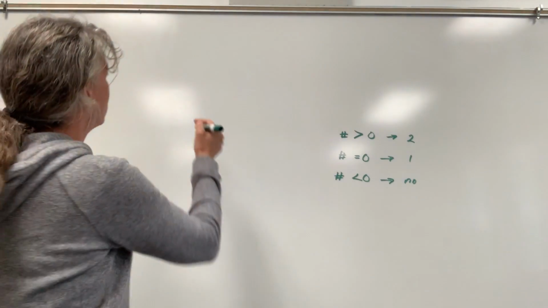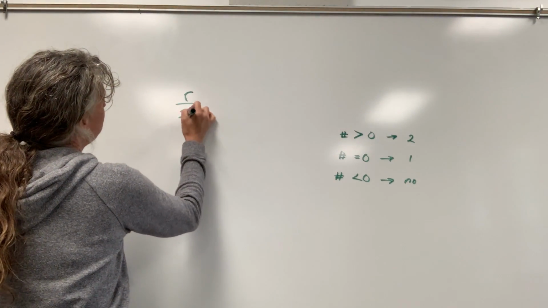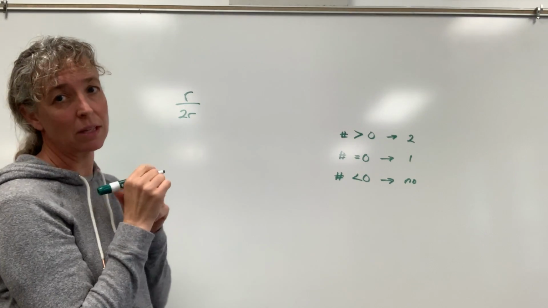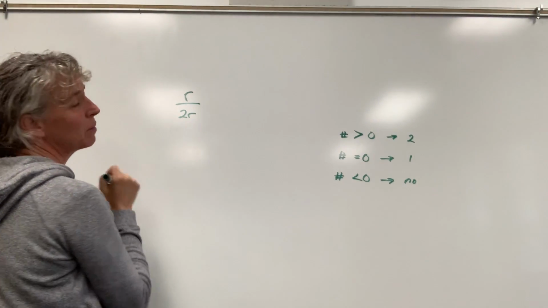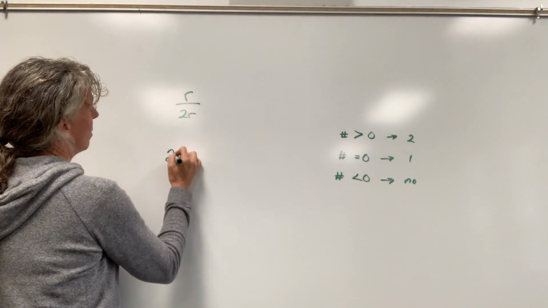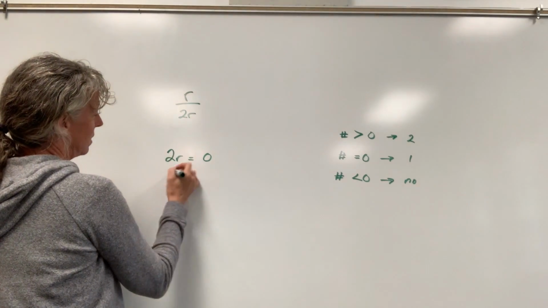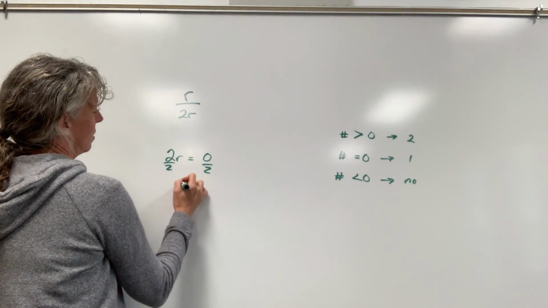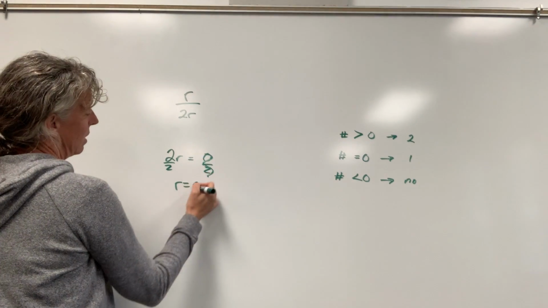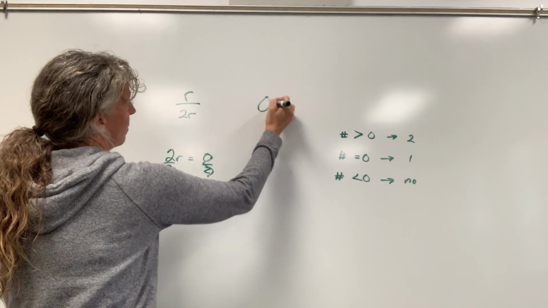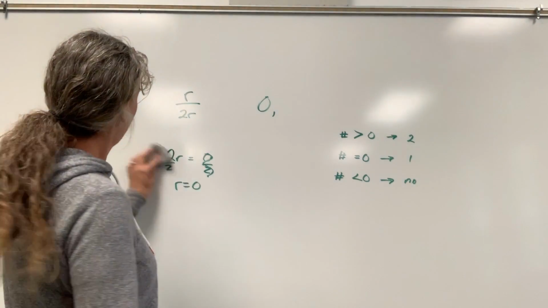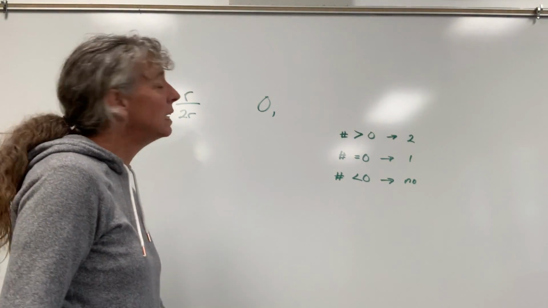So 2a is r over 2r. So my first thing I'm going to do is my excluded values. What makes the bottom of this 0? Remember, if you don't know, just have it equal to 0 and solve. r equals 0, right? So my excluded value for this problem is 0. Okay, that could be the first thing I write down.